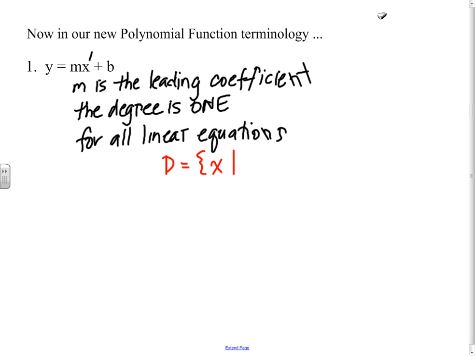There we go. All x values where x can be a real number. It's going to go to the left and to the right for the x values forever. The range as well for a line will be any old y values will do. It goes up and down in the vertical direction forever.